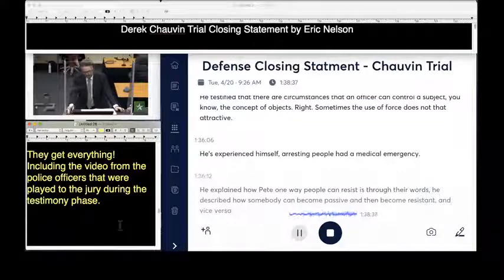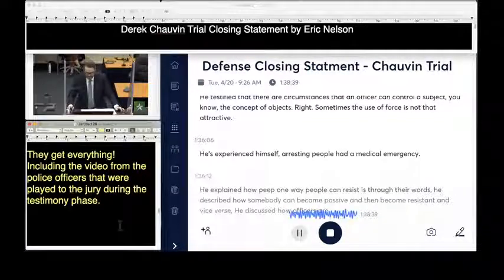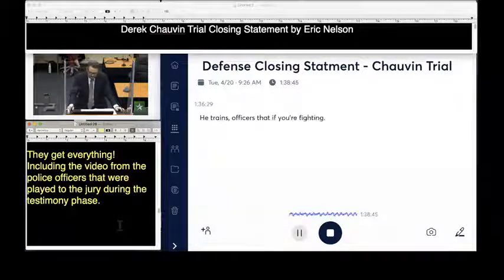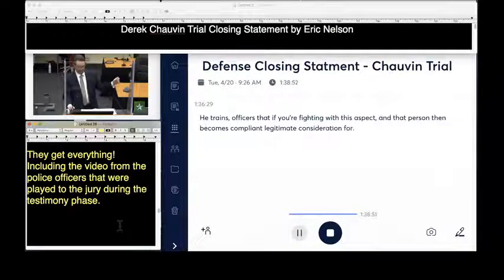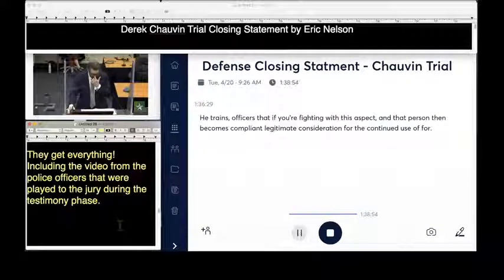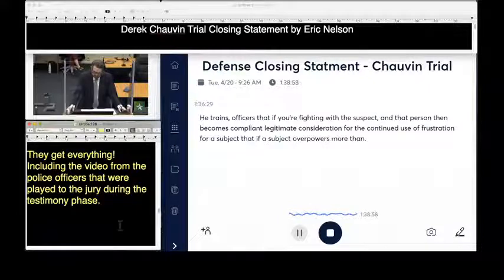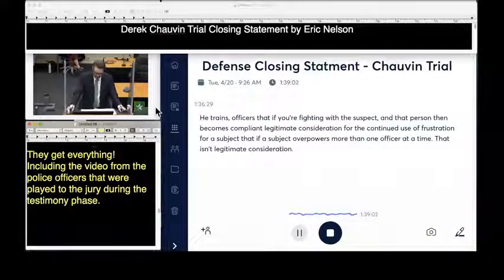He discussed how officers are trained not just to focus on the subject, but also the bystanders. He trains officers that if you're fighting with a suspect and that person then becomes compliant, it is a legitimate consideration for the continued use of force to control a subject. And if a subject overpowers more than one officer at a time, that is a legitimate consideration in the continuation of the use of force.